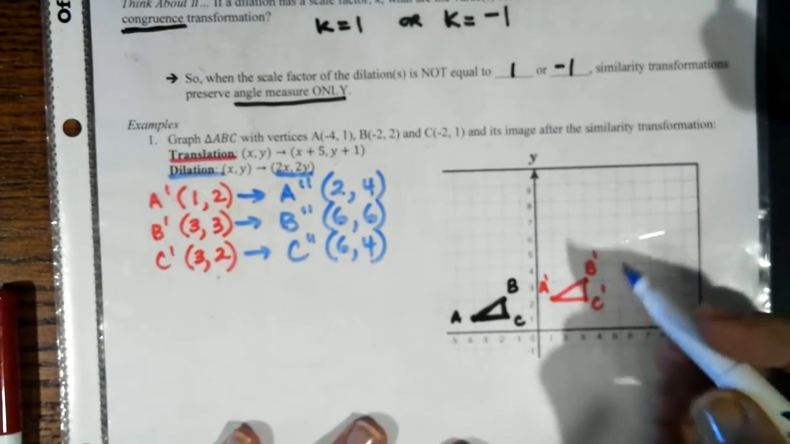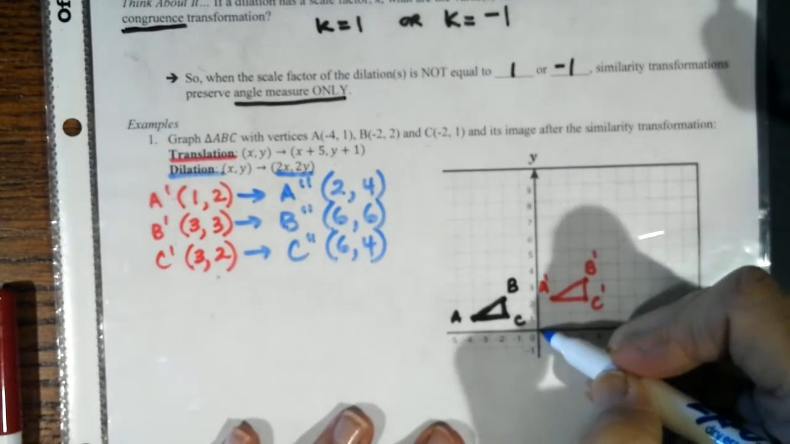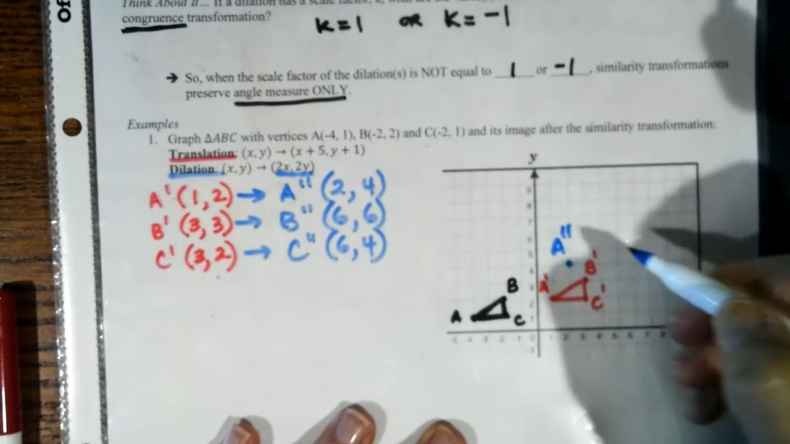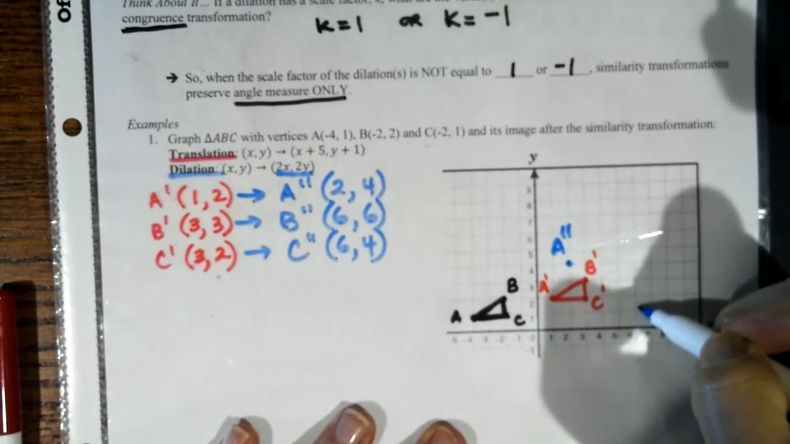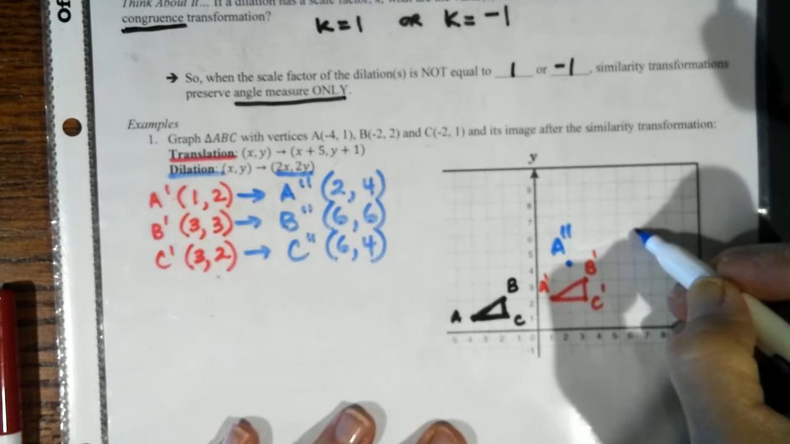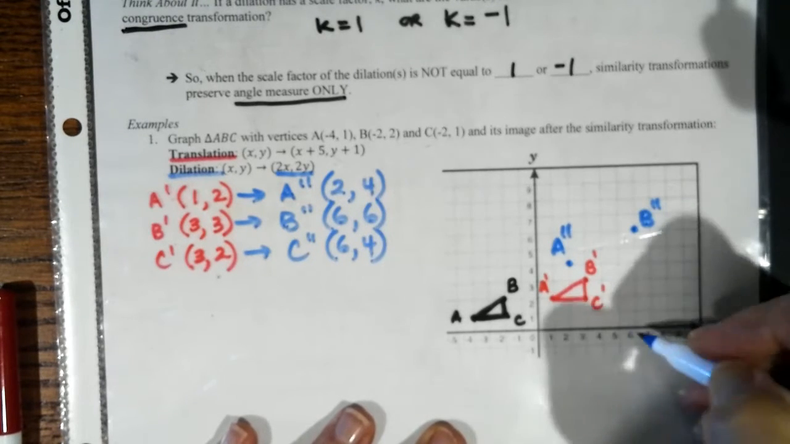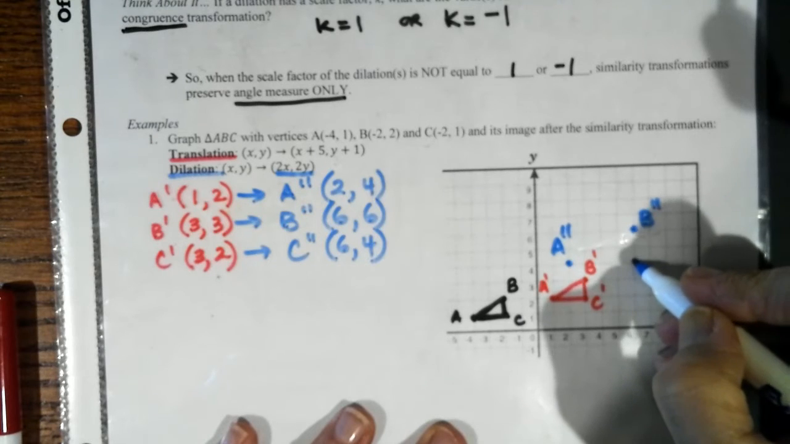And now I'm going to put it on the graph. So A double prime, 2, 4 goes here. 6, 6 will go here. And then 6, 1, 2, 3, 4 will go here.